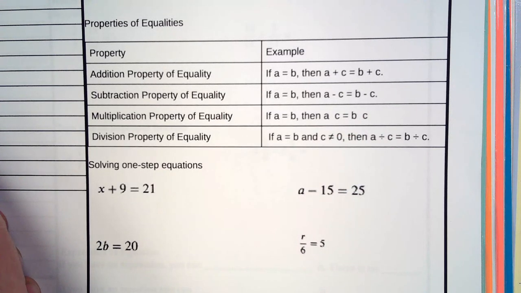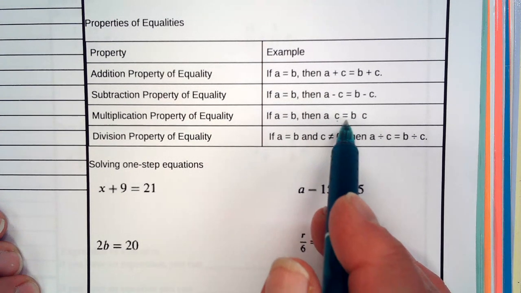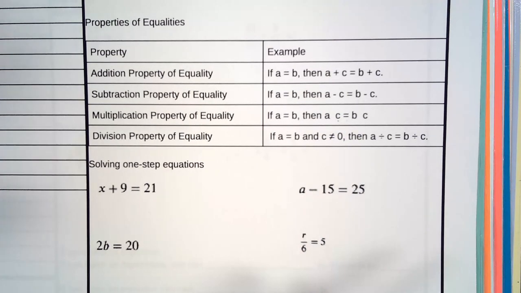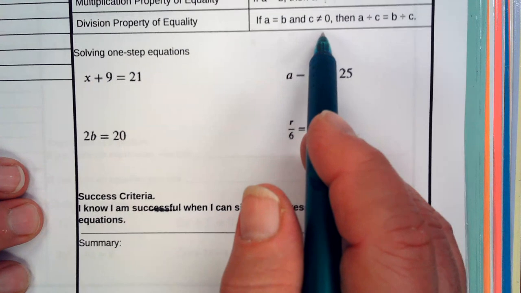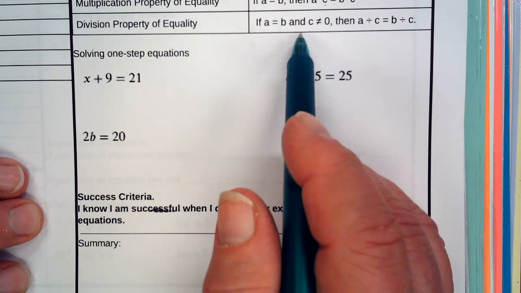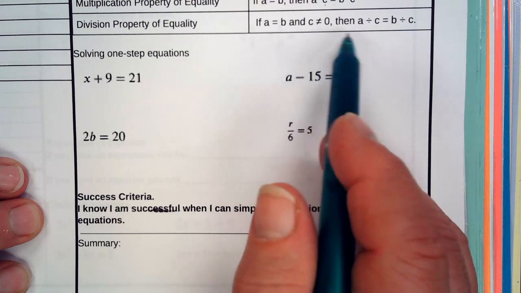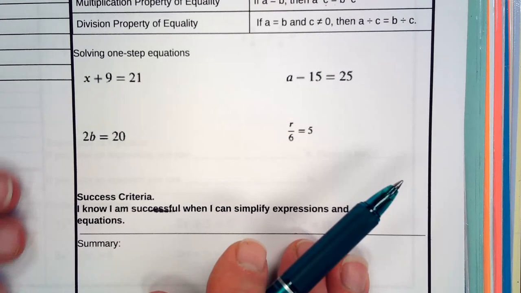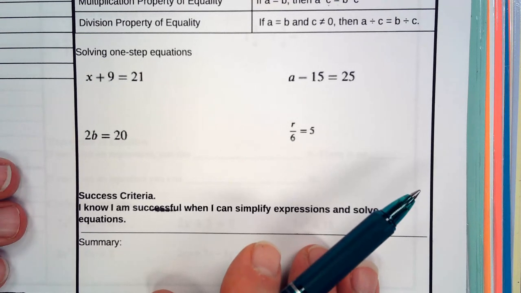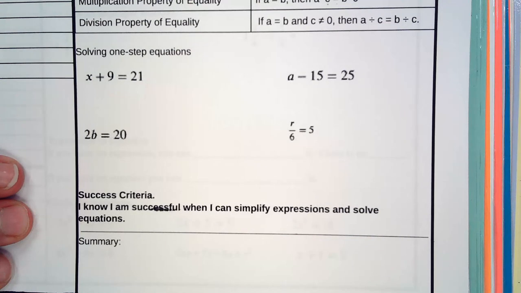With multiplication, you're multiplying by the same number. If A and B are equal, then A times C will equal B times C. Division, in this case, C cannot be equal to 0. If A equals B and C is not equal to 0, then A divided by C will equal B divided by C. So as we start learning to solve equations, we start with a one-step equation.